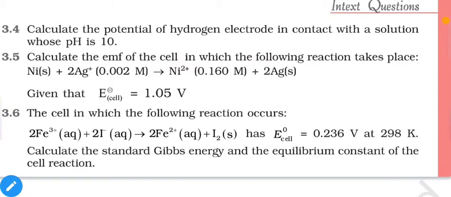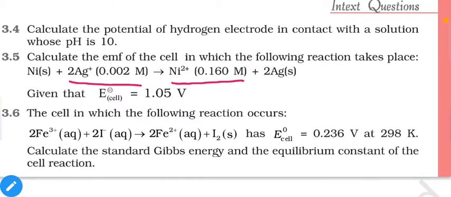But if you still find any confusion, feel free to ask. We will discuss these questions in detail, step by step, so you can get it. But first try to calculate it yourself. Second, calculate the EMF of the cell in which the following reaction takes place: Ni(s) + 2Ag+ at concentration 0.002 molar gives Ni2+ ions at 0.16 molar concentration plus 2Ag. So our main reactant will be Ag+ and the main product will be Ni2+ solution.